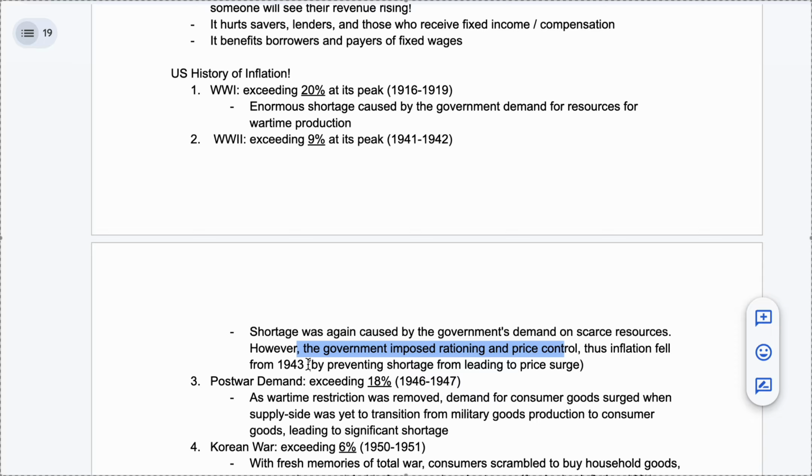So inflation was low throughout World War II, except the first, I think, 2 years. Well, like after the U.S. joined the war after being attacked by Japan.